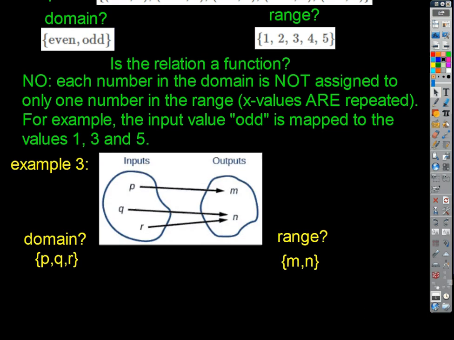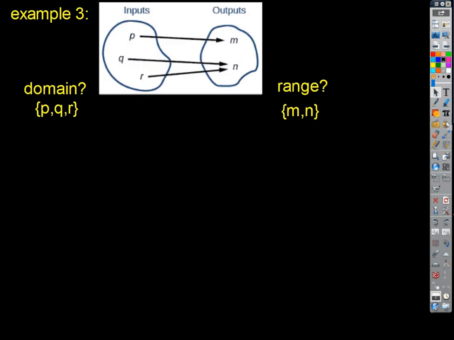Yes. Usually people, a lot of times, first time through, will say no on this one. And the reason they'll say no is because both Q and R map to N. But it's okay, isn't it? There could be repeating Y's, but there just can't be repeating X's, right? Each one of these, if I put in Q, I get one answer out. I get N. If I put in P, I get out M. If I put in R, I get one answer out. It's N. Does it matter that I got the same output as I got with Q? No, it doesn't matter. I still only got one output for each input, right? So that is a function.